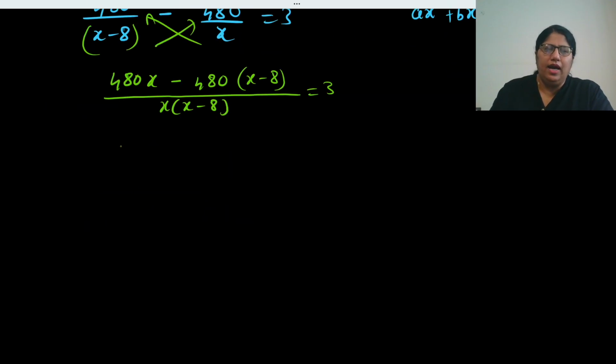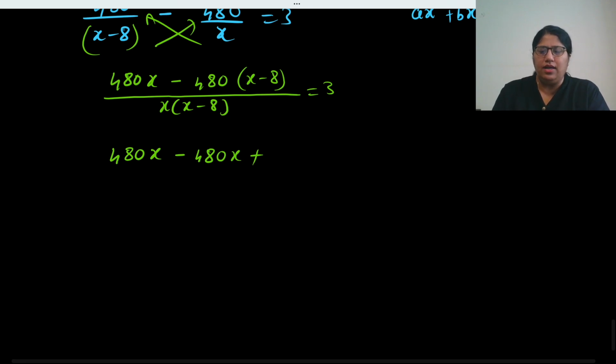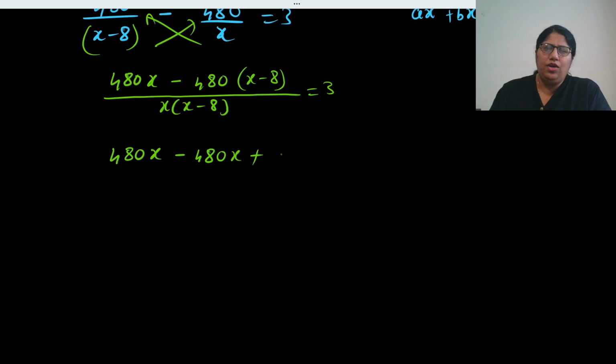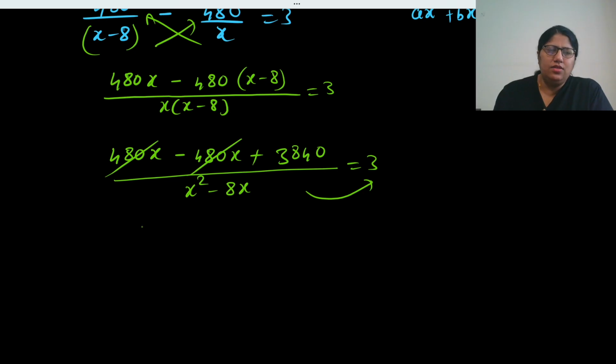Make sure you don't make any calculation mistake here. 480x minus 480x plus 480 times 8, right? 480 times 8 is going to give you 3840. So 3840 by x square minus 8x equals 3. Now this whole value can be transposed here. This and this get cancelled. So you can write 3 times x square minus 8x, and you will be left with 3840.